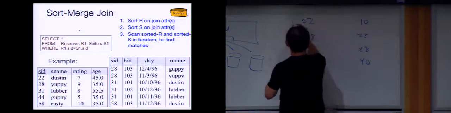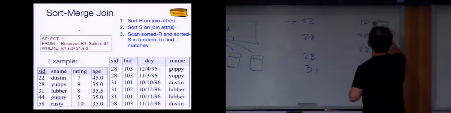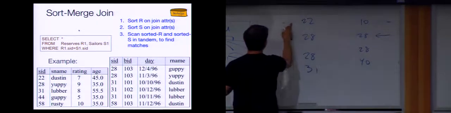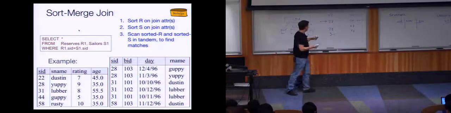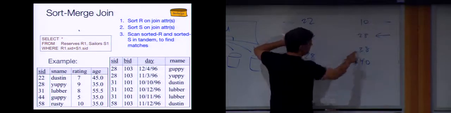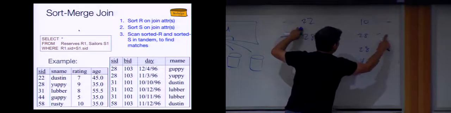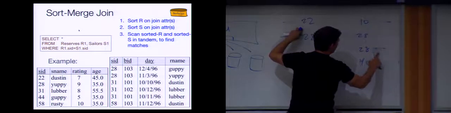And so here's what's going to happen. We're going to start here and here. We move the smaller one down. Okay, here and there. We move the smaller one down. And now we've got a match. And once we've got a match, we enter nested loop join. So for each tuple here, we're going to scan all the 28s here. You find one match, send it to the output. Move this down. Find another match, send it to the output. All right, move this down, no good.